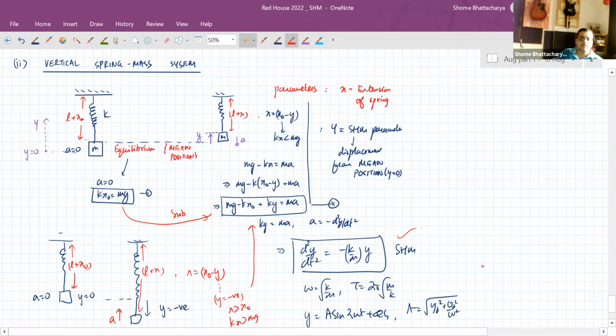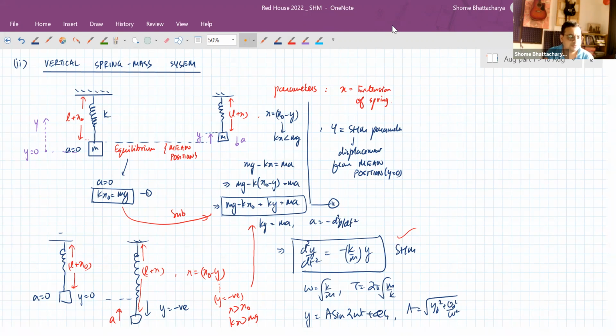So it's just like a recalibrated SHM. It's doing SHM, but not about the position where x is 0 for the spring, but about the position where x is equal to x naught, that is mg by k for the spring. You take that position as your origin for the SHM parameter. You just keep two separate parameters. x is the extension of the spring. y is the displacement from mean position. y equal to 0 is the position where the block is in equilibrium, not the position where the spring is relaxed. So that is how a vertical spring mass system works out.